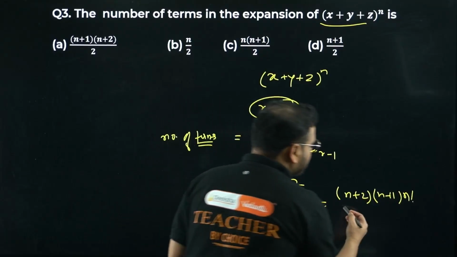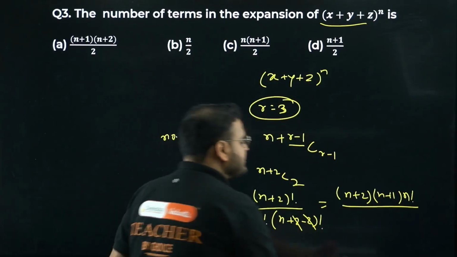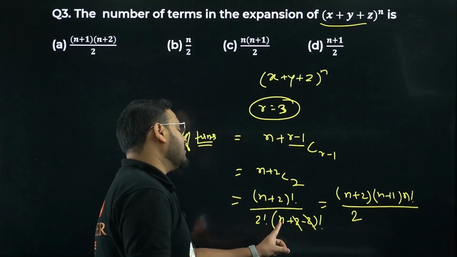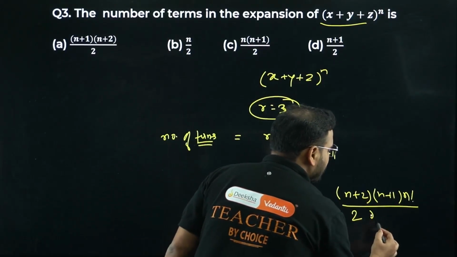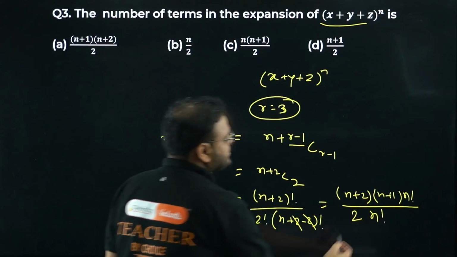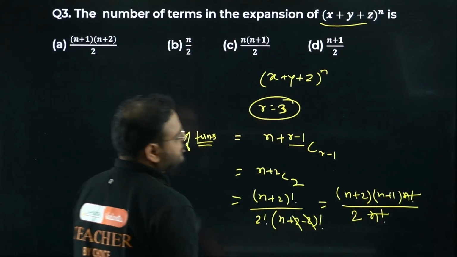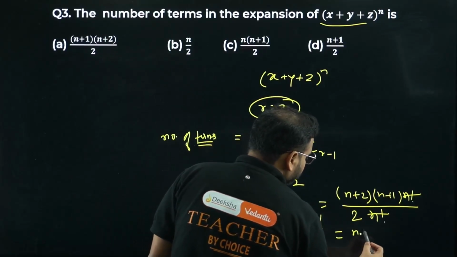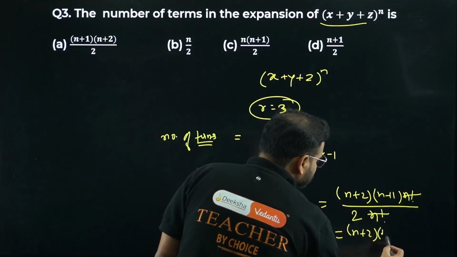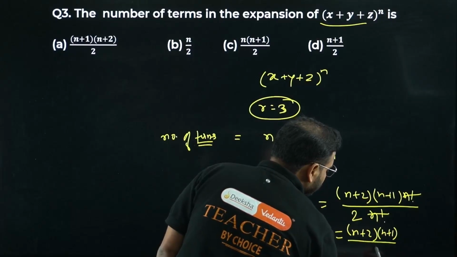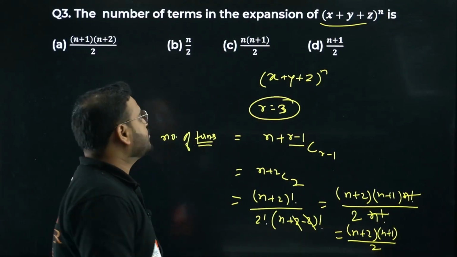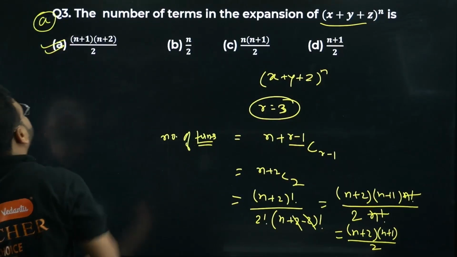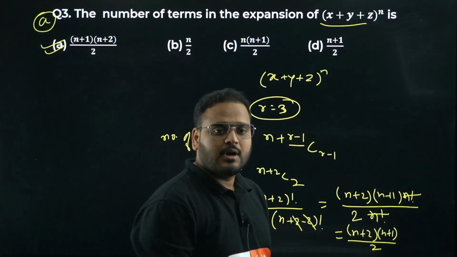And what is in the denominator? We have 2 factorial. How much is that? Simply 2, 2 into 1. And this part is n factorial. Can you cancel this? Of course. What I'm getting, please check, is this value as (n plus 2) times (n plus 1) upon 2. So option A is correct. Done?